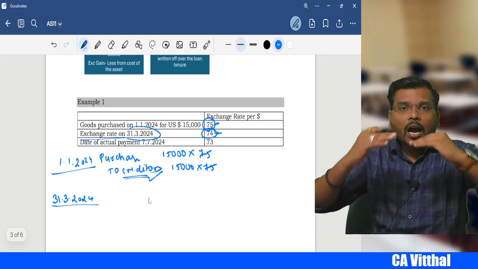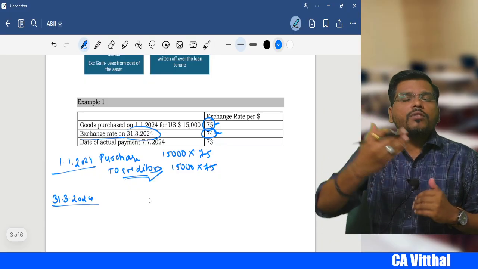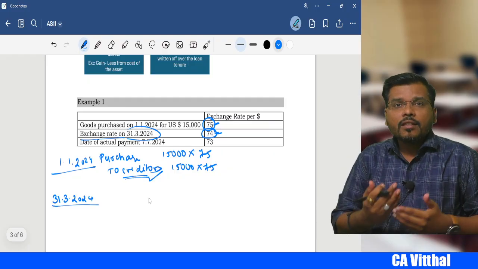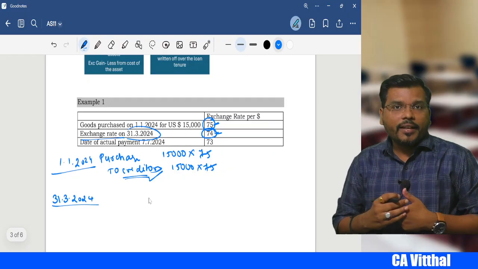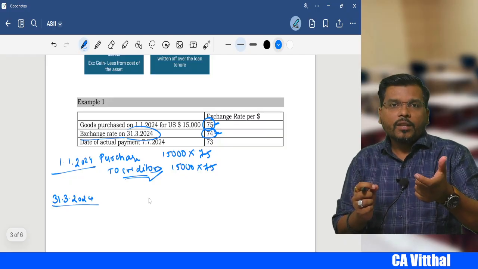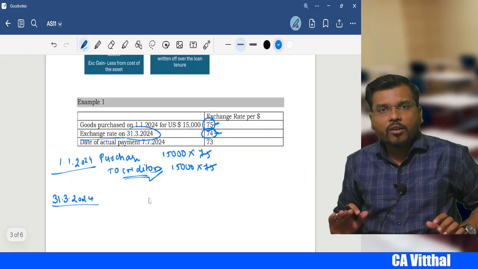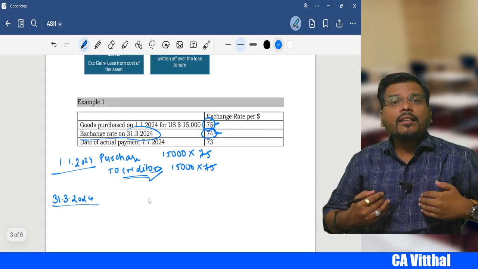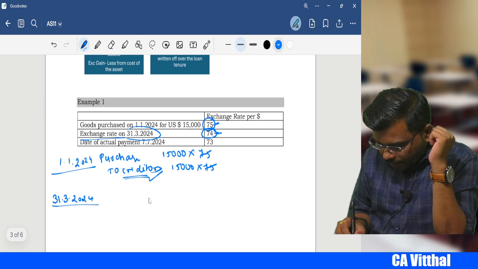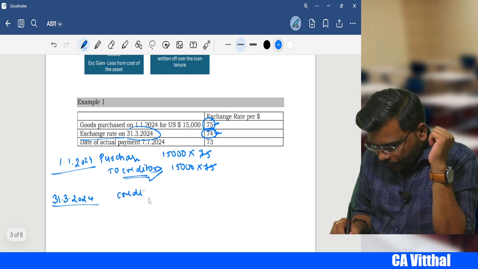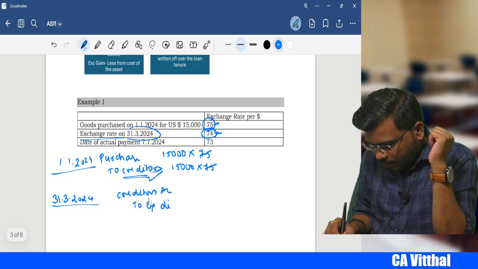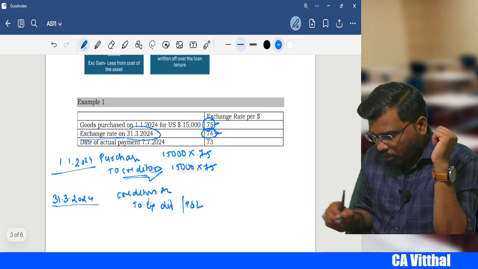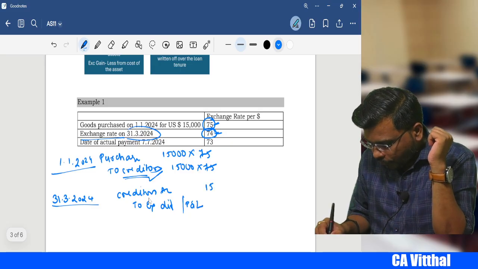That means our creditor reduces. We don't have to pay 75 now, we have to pay 74. This is the exchange difference, correct? Any exchange difference has to be transferred to the profit and loss account. Creditors have decreased, so that is our profit. So what do we write here? Creditors will reduce, so creditors account debit to exchange difference account, which will go to the profit and loss account. How much is it? $15,000 into rupees 1.